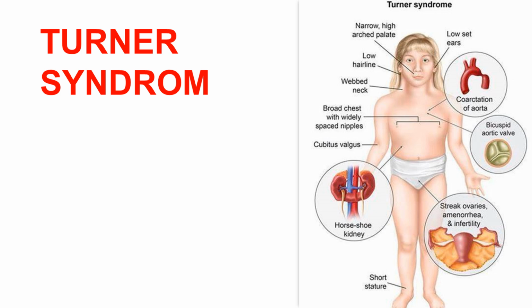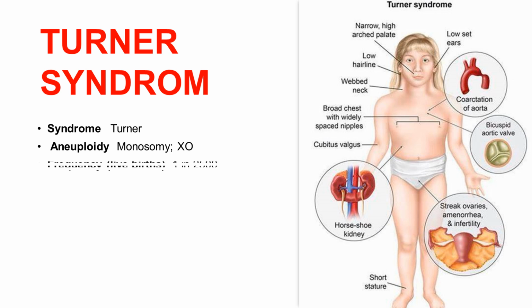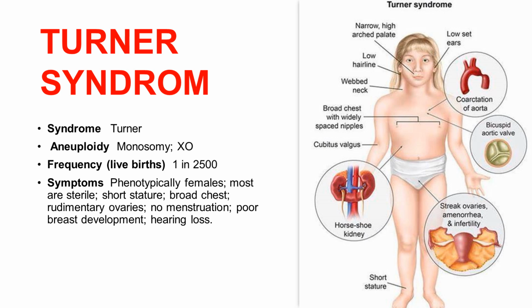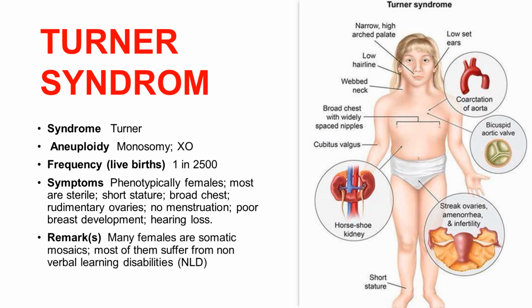Turner syndrome. Aneuploidy monosomy, XO. Frequency, live births, 1 in 2500. Symptoms: phenotypically females, most are sterile, short stature, broad chest, rudimentary ovaries, no menstruation, poor breast development, hearing loss. Remarks: many females are somatic mosaics, most of them suffer from nonverbal learning disabilities, NLD.